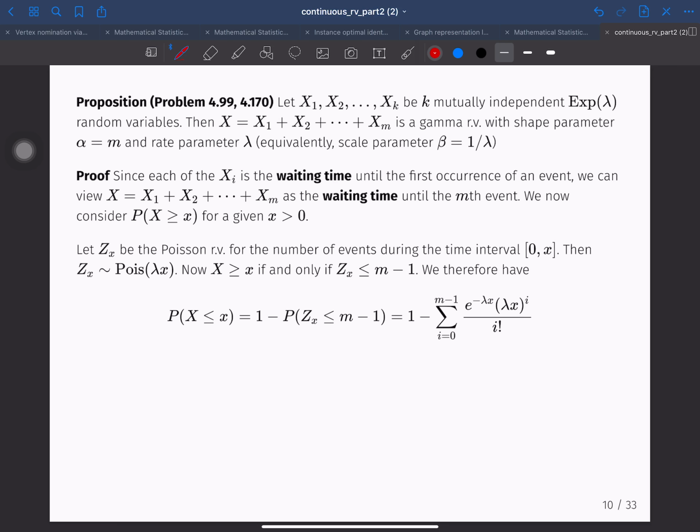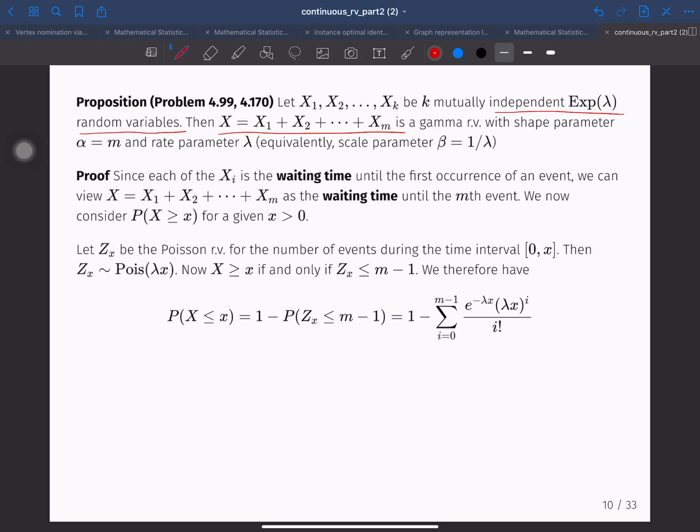Okay, so now starting from the exponential random variable, we can define other more complicated random variables. The first case is, let's think of a sum of independent exponential random variables. If you think of X1, that's the waiting time until the first event. If you think of X2, that's the waiting time from the first event to the second event, and so on and so forth. So you can think of X here, which is the sum of X1, X2 up to Xm, as the waiting time until the occurrence of the mth event.